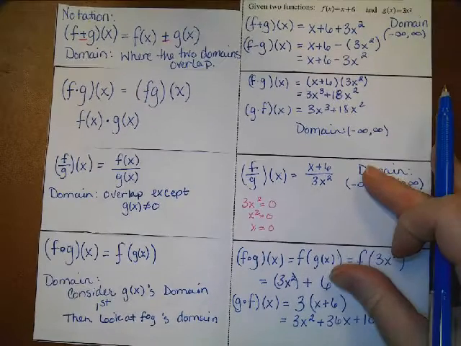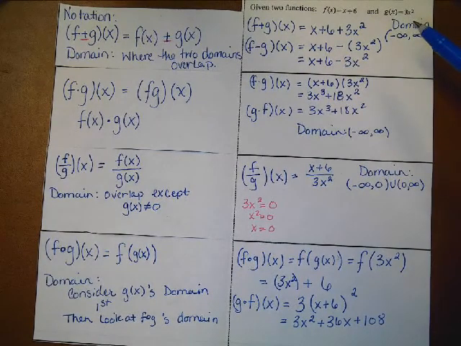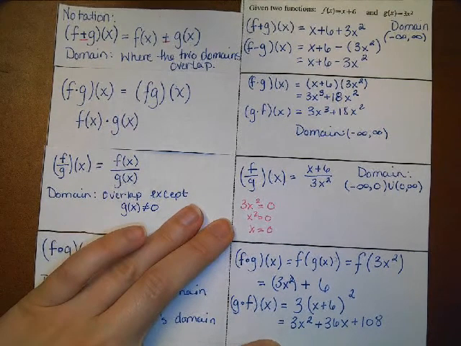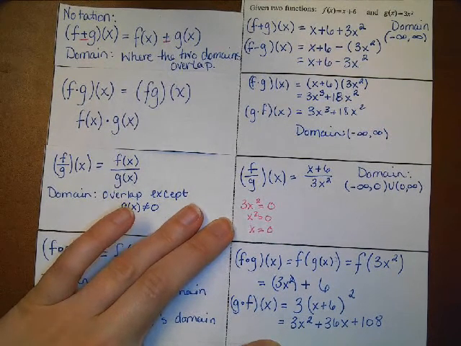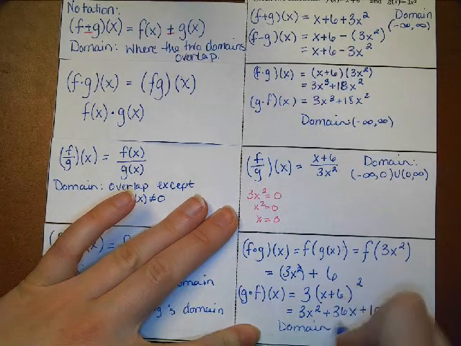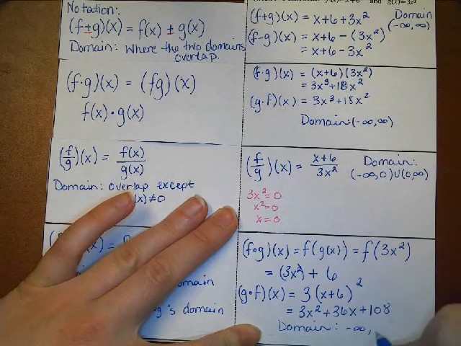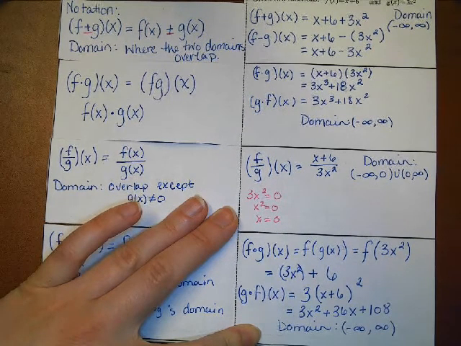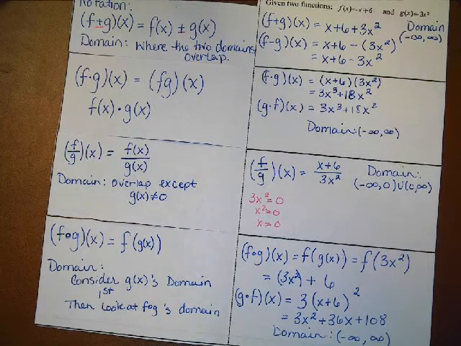All right. What is the domain for both of those? Have there been any domain restrictions on g of x? Is there any domain restriction for g of x? No, it's all real numbers. Is there any domain restriction on 3x squared plus 6? No. So the domain for both of these functions, because f of x's domain is also negative to positive infinity, is negative to positive infinity again. Okay? Does that make sense?